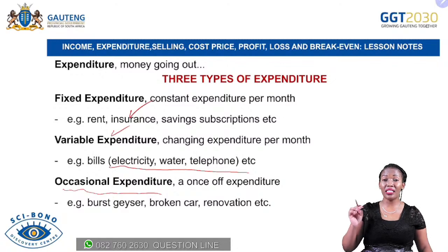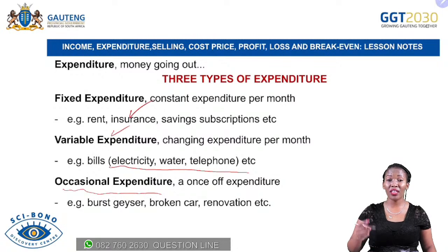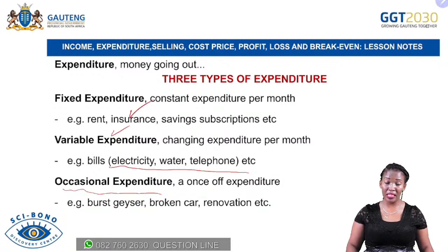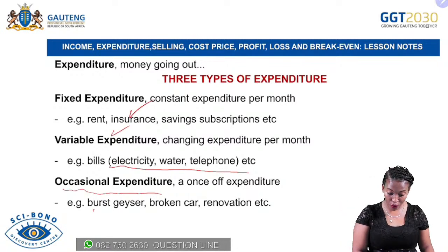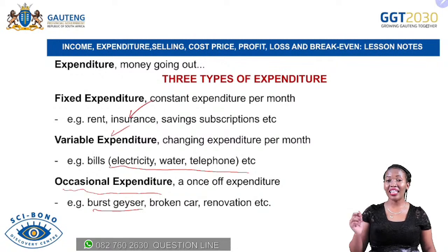Unless, if that is the case, it means now you need to change your car, because you can't be fixing it every month. It means you'll be spending more than what the car is actually worth. So those are the examples of what? Of occasional expenses.